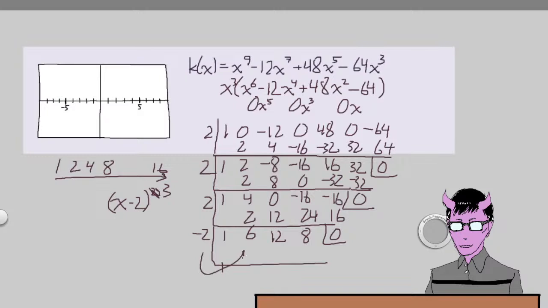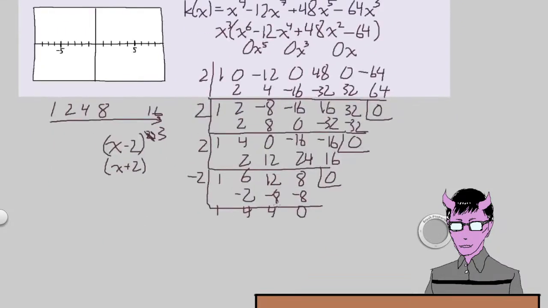So sum, product, sum, product, sum, and then product. There you go. That's nice. Which means this is a 0 since it got us a remainder of 0, which means x plus 2 is a factor. What is this though?